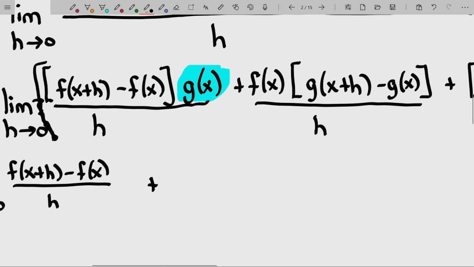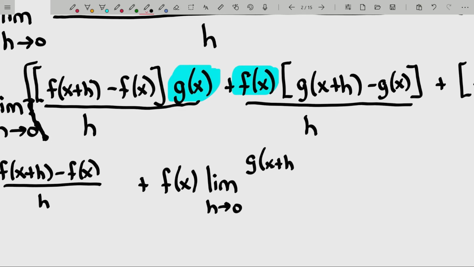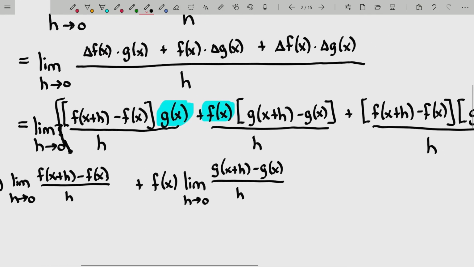Plus, now the second term here. Again, f of x, I'll highlight it, does not rely upon h. So I'll factor it out of that specific limit, and I'll have the limit as h goes to 0 of g of x plus h minus g of x all over h. So far, argument-wise, this should be agreeable to everybody. Everybody should be on board with this.